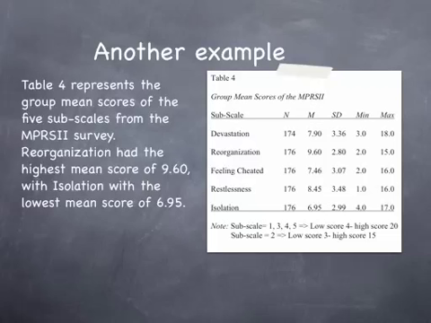But we have a little description here. This is part of the description: Table 4 represents the group mean scores of the 5 subscales from the MPRSII survey. Reorganization had the highest mean score of 9.60, with isolation having the lowest mean score of 6.95. So you can find that on the table. And then you see the note at the bottom of the table, she has the subscales, and she tells you what all those scores mean, just so you know.